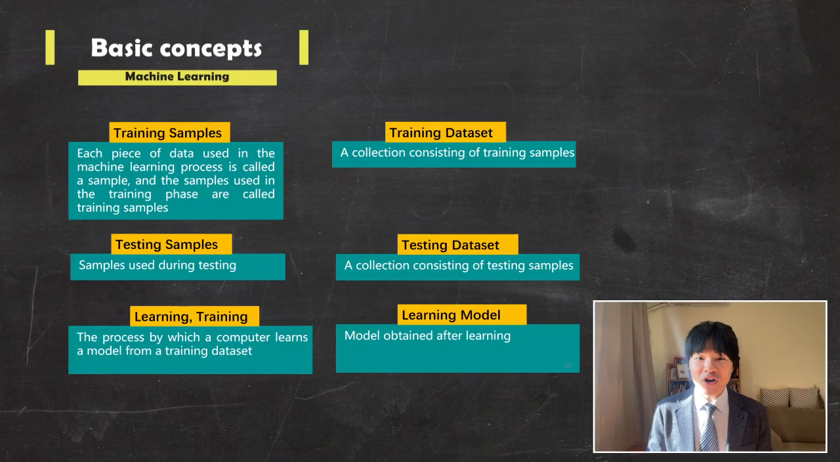In the process of machine learning, the data used is called the sample. The samples used during the training stage are called the training samples. The collection of the training data is called the training dataset. The samples used during the test process are called the test samples. Then the collection of the test samples is called a test dataset. The process of learning from a training dataset to generate a model is called training or learning. The model obtained after learning is called a trained model.